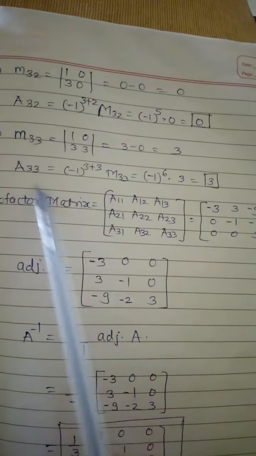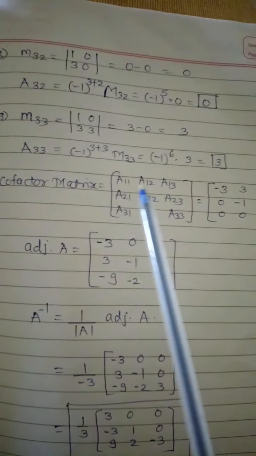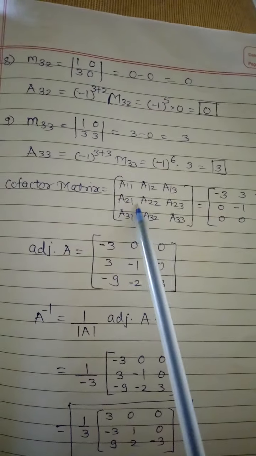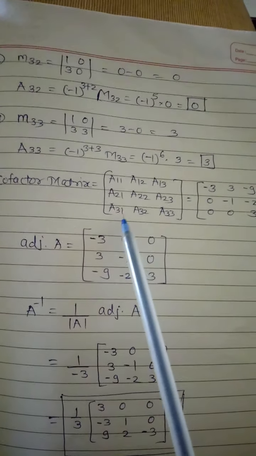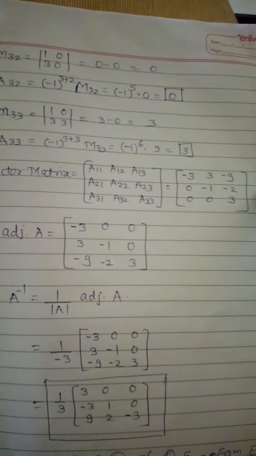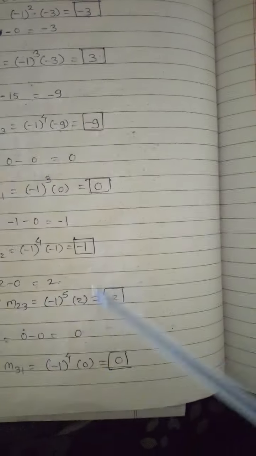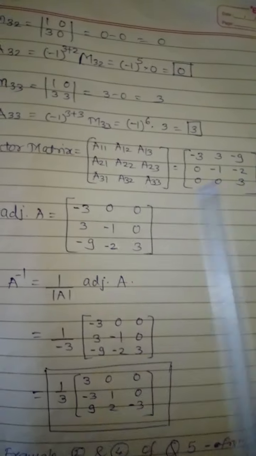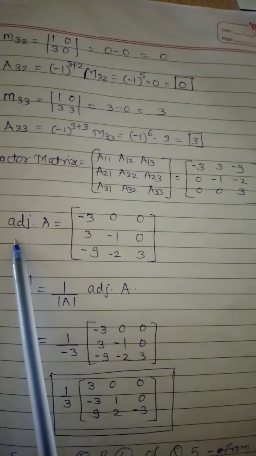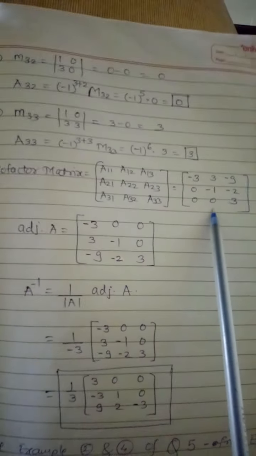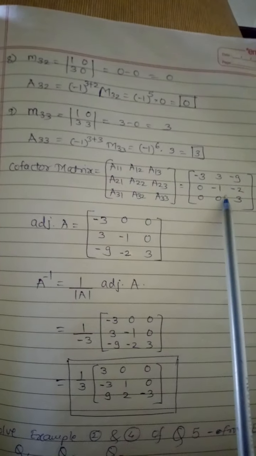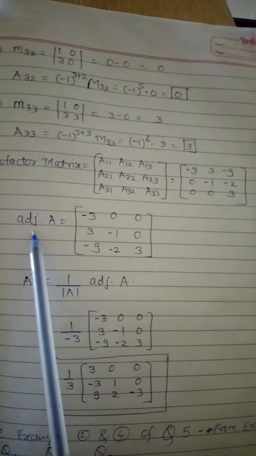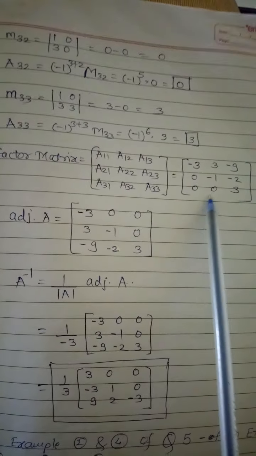By solving this, we get the cofactor matrix, that is A11, 12, 13, 21, 22, 23, 31, 32 and 33. You have to put down the values that we found here: -3, 3, -9. Now we are going to find the adjoint of A by taking the transpose of the cofactor matrix.